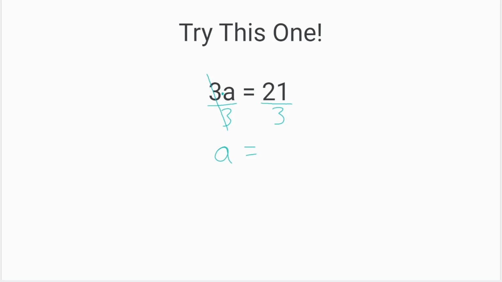21 is divisible by 3. Well, that leaves me with a 7 here. Again, only one step. In this case, it's just division. Now I have one more problem for you, so let's go ahead and look at that one. Alright, let's look at this last problem.